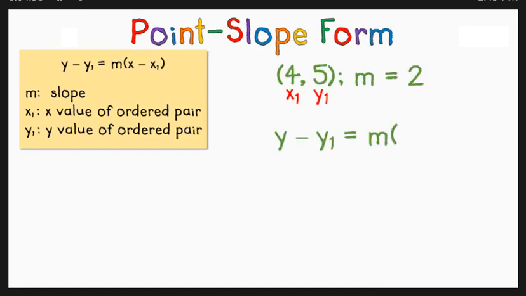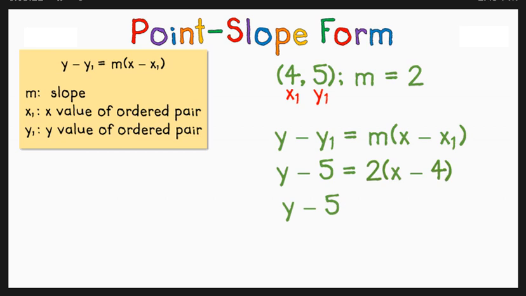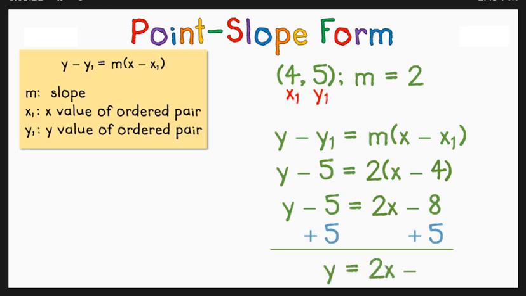And lastly, given the point 4, 5 with a slope of 2, we would substitute those values into the formula and have y minus 5 equals 2 in parentheses x minus 4. We would distribute the 2, so we would have the equation y minus 5 equals 2x minus 8. To undo the subtraction of 5 with y, we would add 5 to both sides, and we would have the equation y equals 2x minus 3.